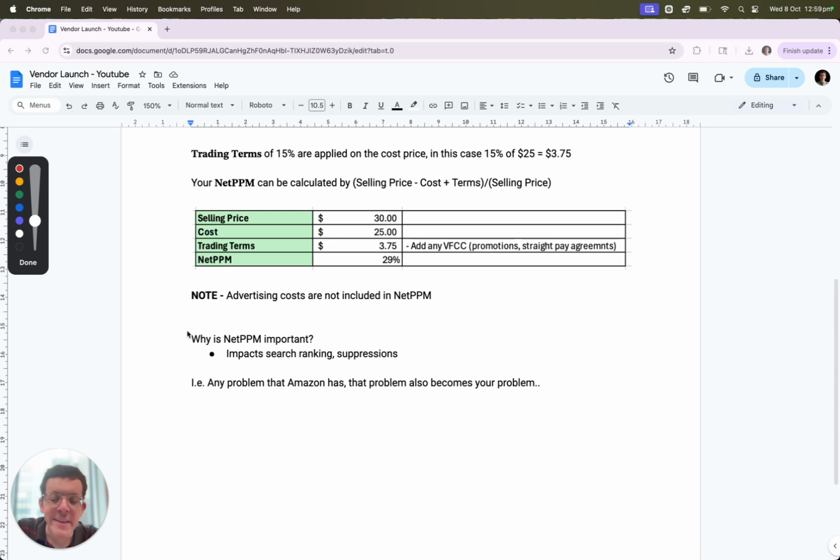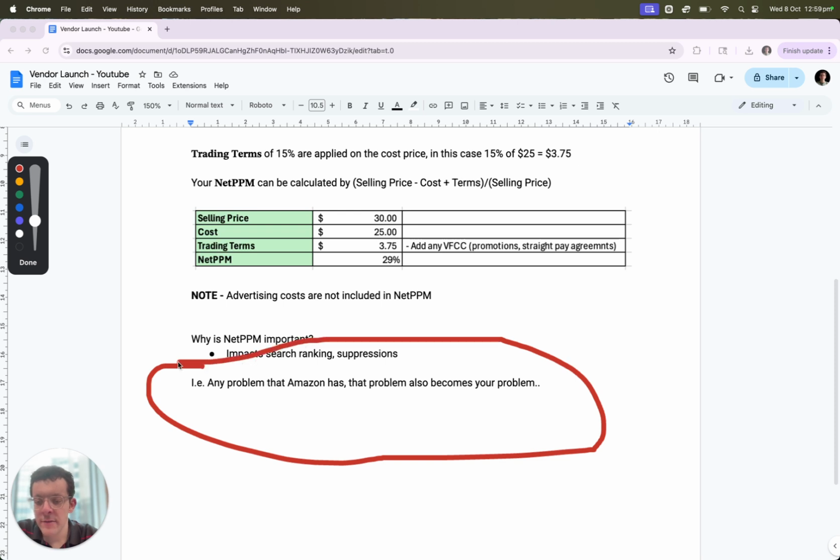Amazon can manually yank products which are unprofitable. It's called CRAP, which stands for cannot realize a profit. So it's really important that you track this net PPM figure. To summarize, any problem that Amazon has, that problem also becomes your problem.